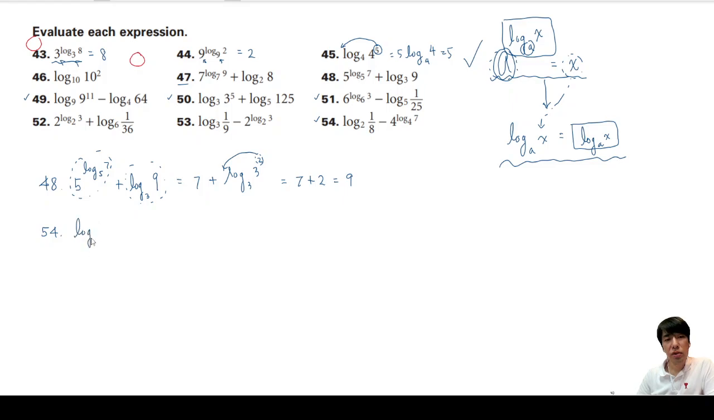Log base 2, and it says 1 over 8. 1 over 8 is basically 2 to the power of negative 3. And the second part, I got this base 4 and this base 4 in this log in the power, so that is basically equal to 7. So this number can come in the front. So this is negative 3 minus 7. So the answer is negative 10. Okay, let's go to the next block.